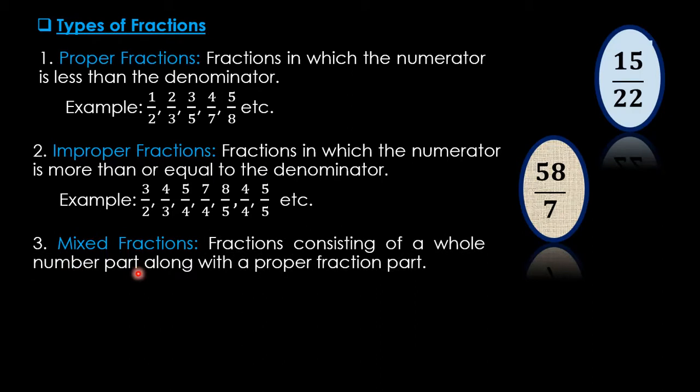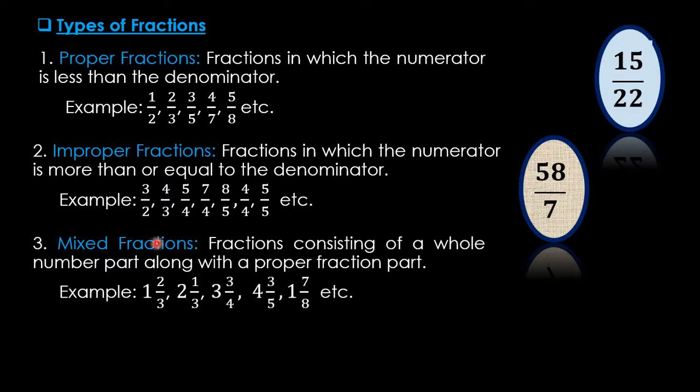Next, mixed fractions, fractions consisting of a whole number part along with a proper fraction part. So in case of mixed fractions we have one whole number part and one proper fraction part. So 2 and 1 over 3, 3 and 3 over 4. These are all mixed fractions.